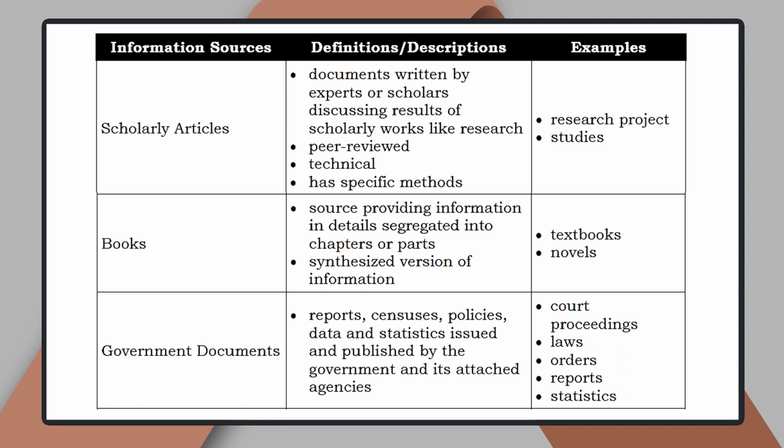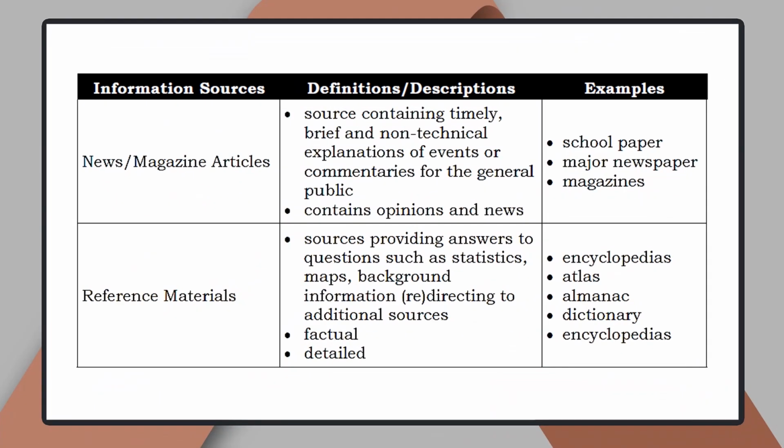What are our government documents? That is an example of a primary source. Examples are court proceedings, laws, orders, reports, and statistics. Okay, next. Another, you have news or magazine articles. If you could recall, news or magazine articles might belong to your primary or secondary sources. Given the different perspective, if it includes your eyewitnesses' statements, then it might be classified as a primary source. If not, then it is secondary.